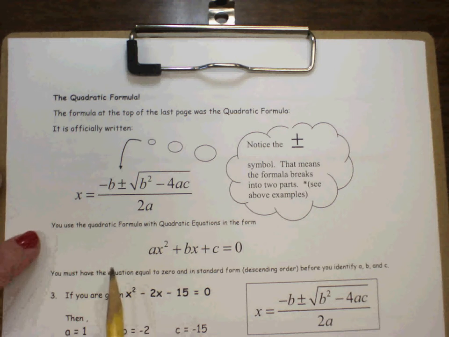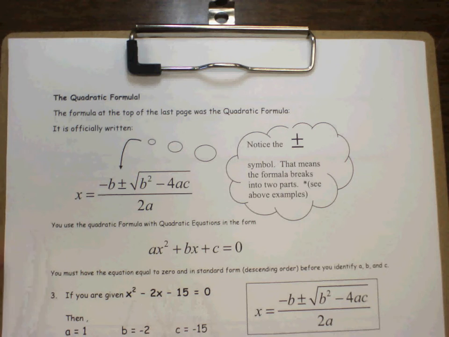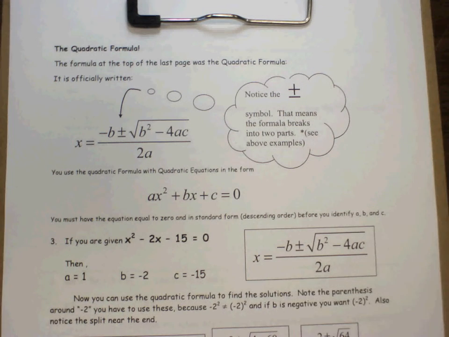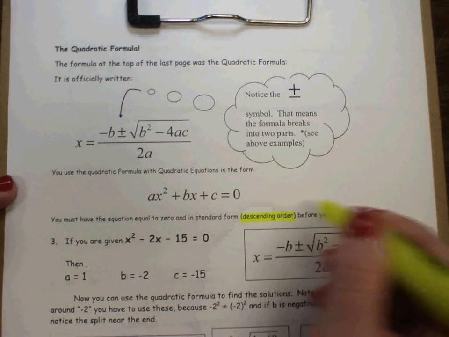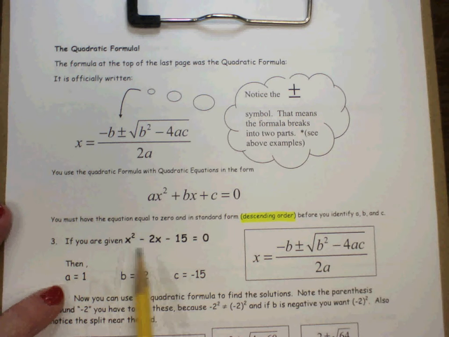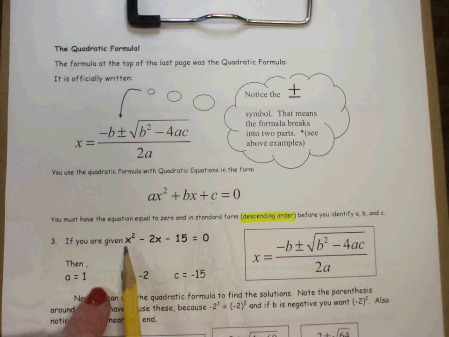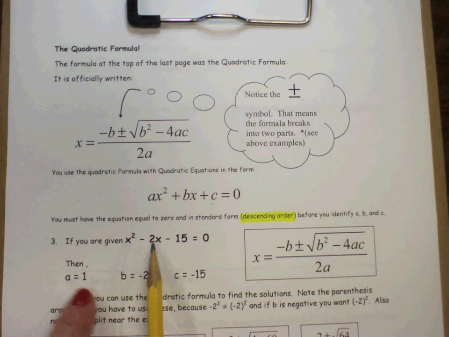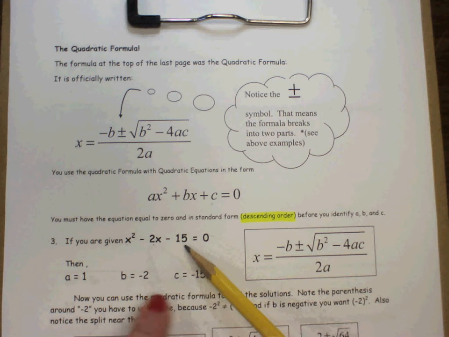Now, the first thing you need to do is make sure that the quadratic equation is in standard form or descending order. That's very important. We've done that before when we divided polynomials, but it matters because you can get your terms A, B, and C mixed up. So, for example, for this equation over here, your A would be 1, your B would be negative 2, and your C would be negative 15.